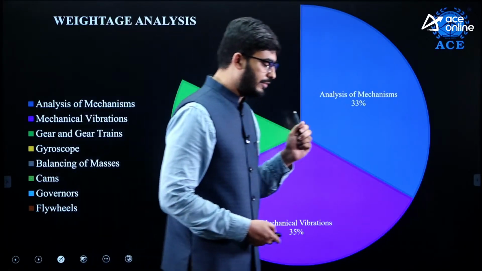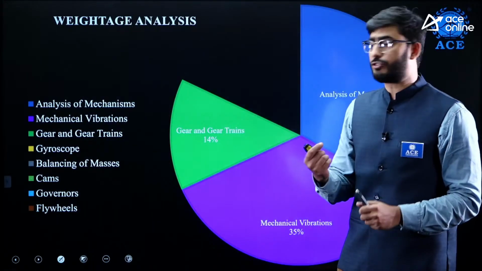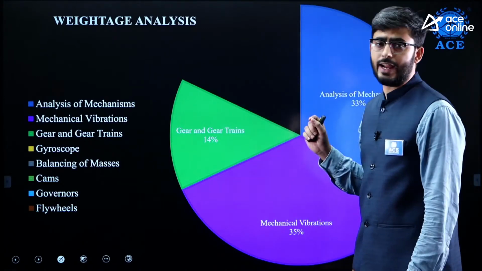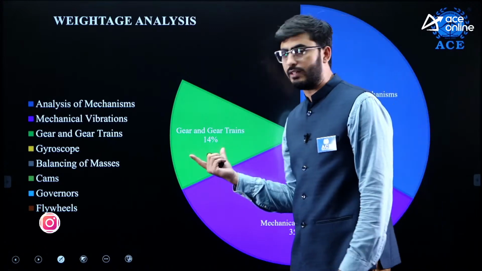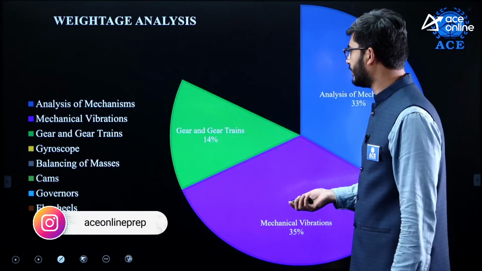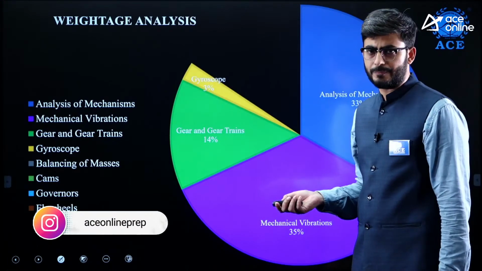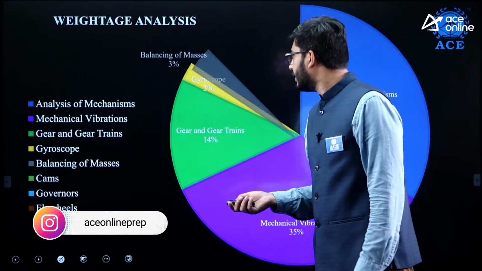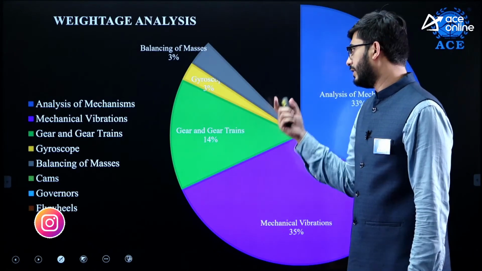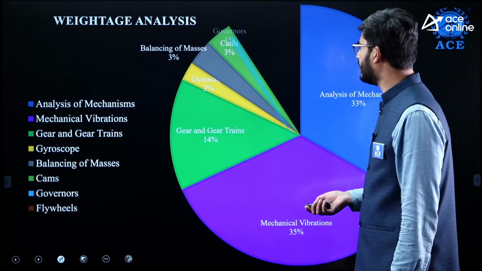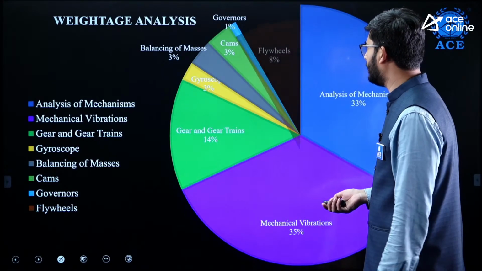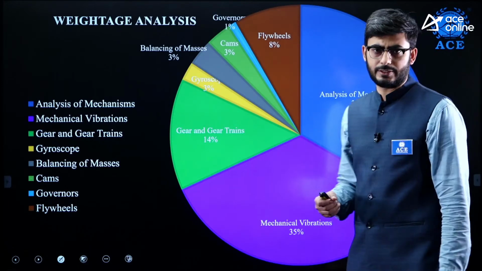That is the second most important topic, gear and gear trains. Okay, 14% of the questions are asked from this topic. Next is gyroscope, followed by balancing of masses, 3%, both are the same. And next is cams, which is also 3%, governors 1%, and flywheels is 8%.